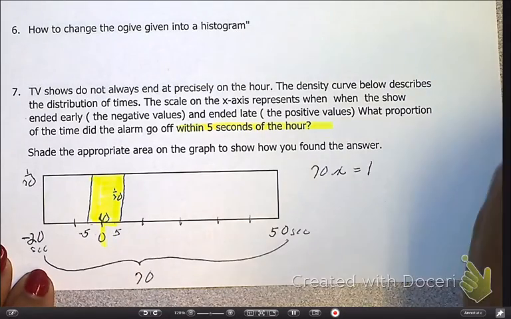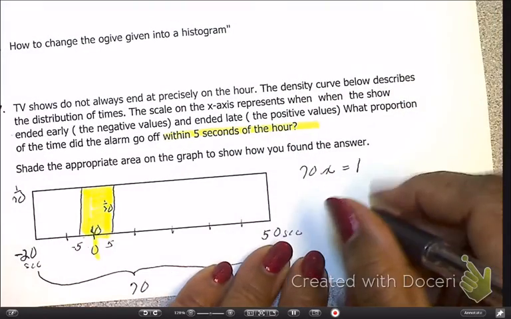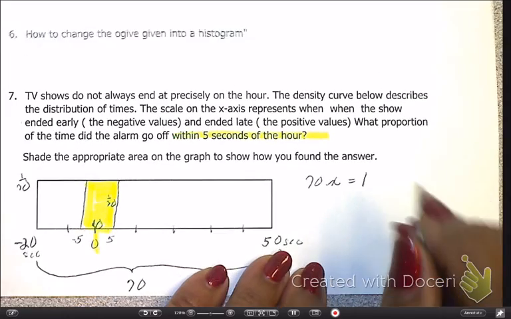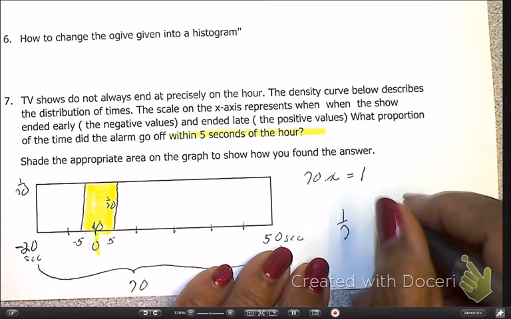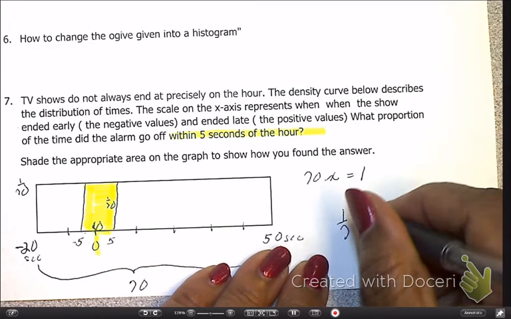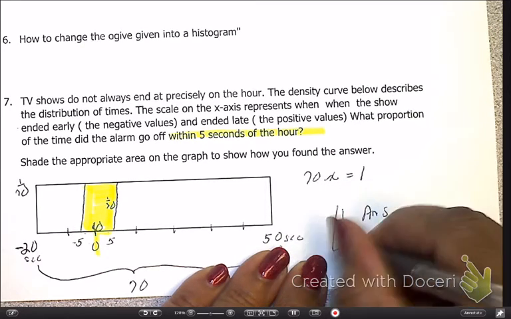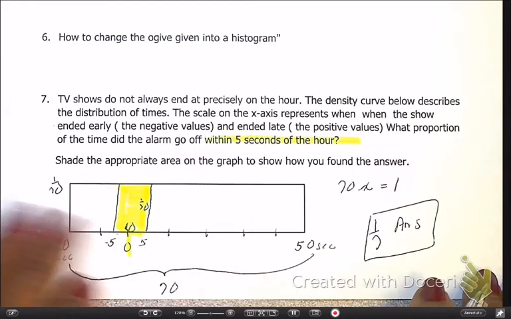I didn't say it, so here, whatever 1 over 7 is, do the math and figure out what the percent is. And this is your answer. And again, do the math, write it into an appropriate sentence.